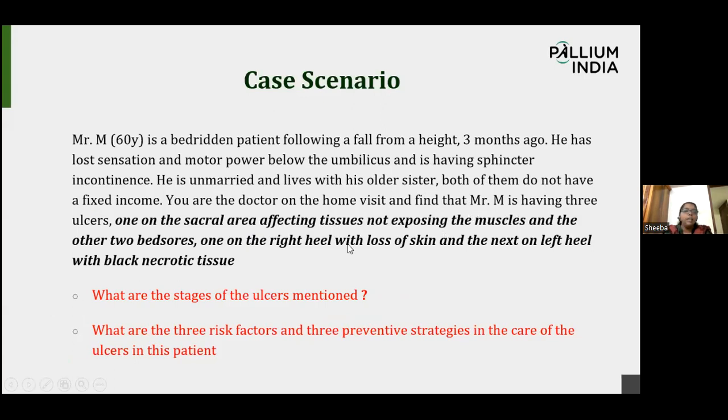You are a doctor on a home visit and find that Mr. M is having 3 ulcers on the sacral area, affecting the tissues, not exposing the muscles, and the other 2 bed sores, one on the right heel with loss of skin and the next on the left heel with the black necrotic tissue. So my question is, what are the stages of ulcers mentioned here? We already discussed the wound management part.